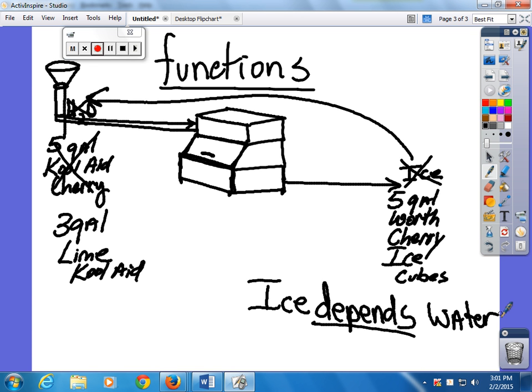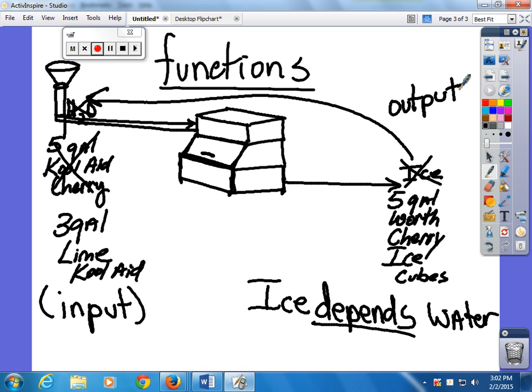Let's go back to what our ice is. What's a good word for the ice in this? Since we've got a function, what is the ice? It's going into the function, right? So what could we call the ice? We could call it the input. The input. And what do you think the ice cube is going to be called? The output.